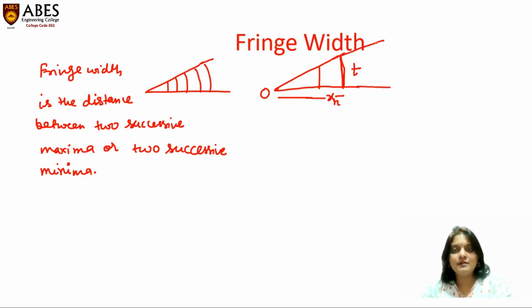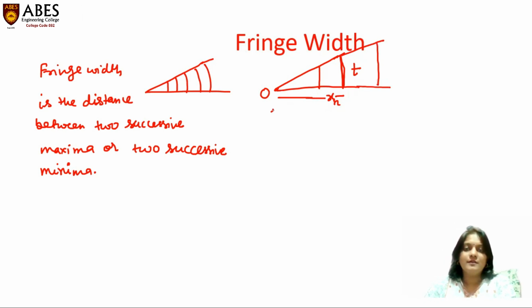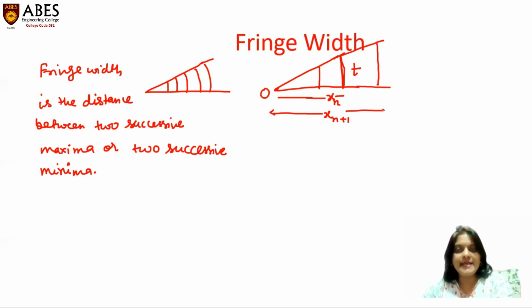Now further, there is another successive fringe which has a distance xn plus 1 from the point of contact O. The thickness of the nth fringe is T1, and the thickness of the n plus 1th fringe is T2. And this is T1. So what is the tan theta?